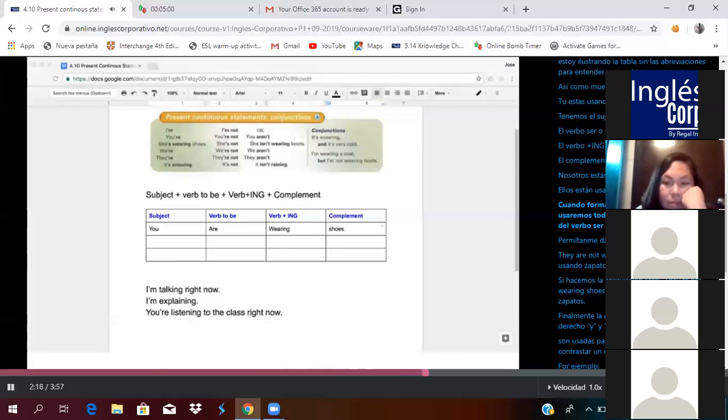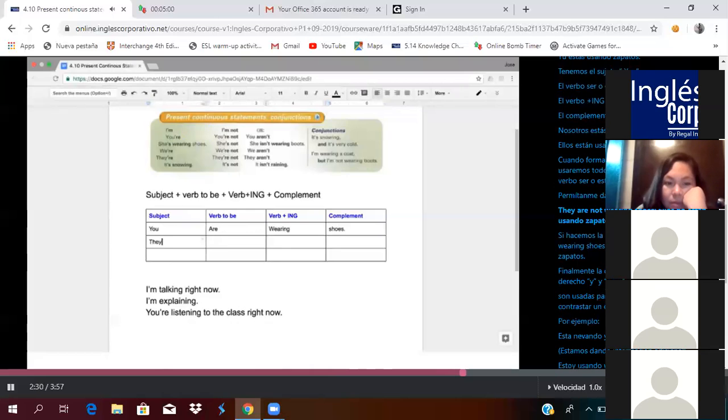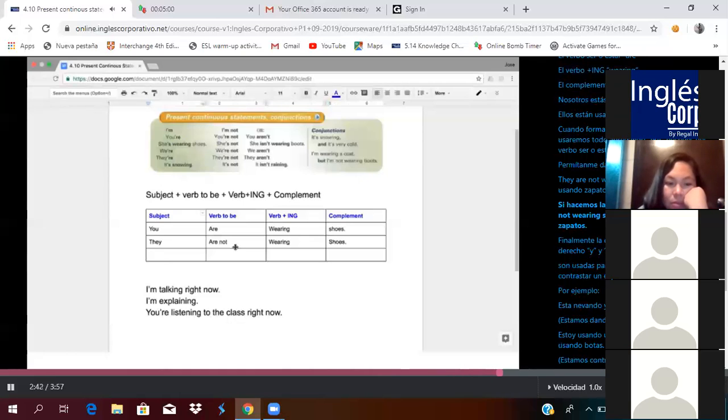When forming negative statements, you will just add not after the verb to be. Let me give an example on the chart. They are not wearing shoes. If we made the contraction, that would be they're not wearing shoes.